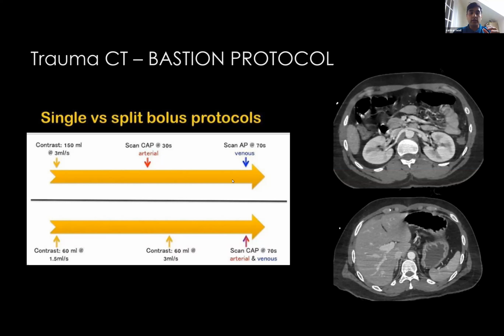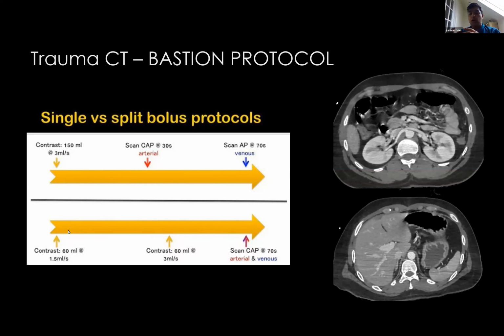So this is a standard. I hope you can see the arrow. This is a standard single bolus technique for a CT where you give your contrast at a certain dose and flow rate, and then you image at around 30 seconds for an arterial and 70 seconds for a venous. So you have 3 imaging sets: if you've done a plain, you've got a plain, then you've got your arterial and your venous sets.